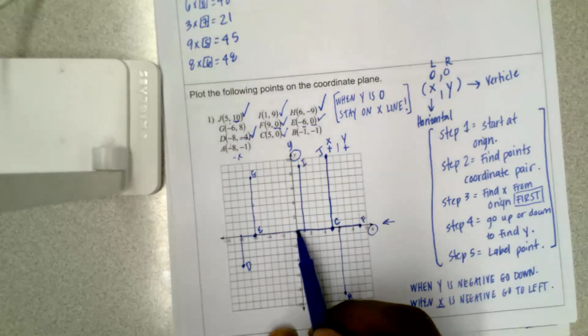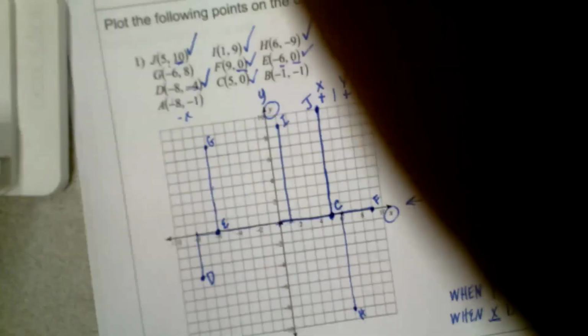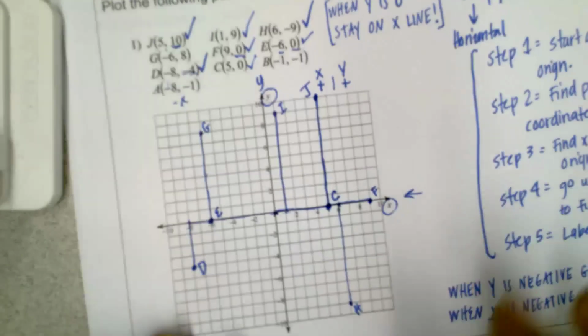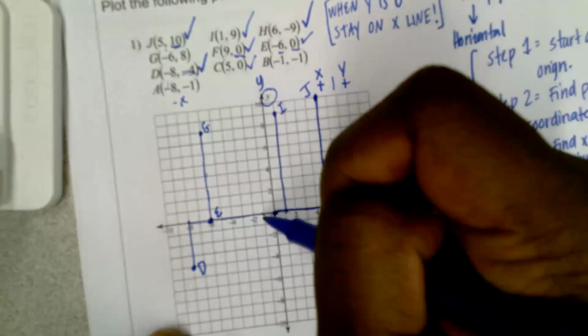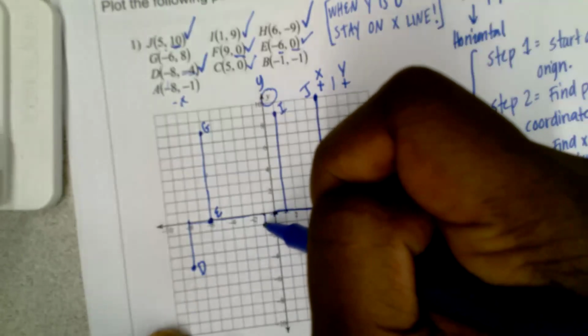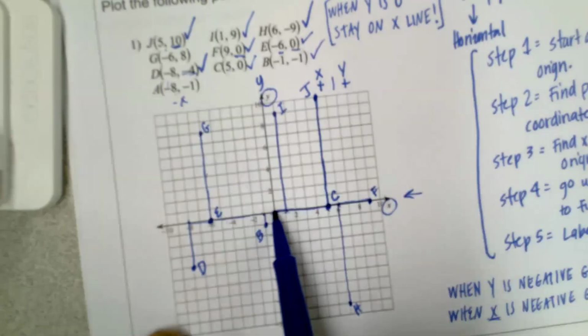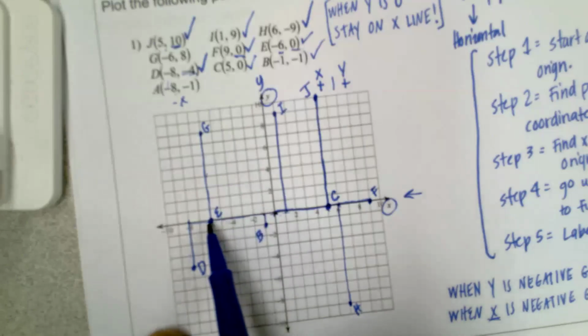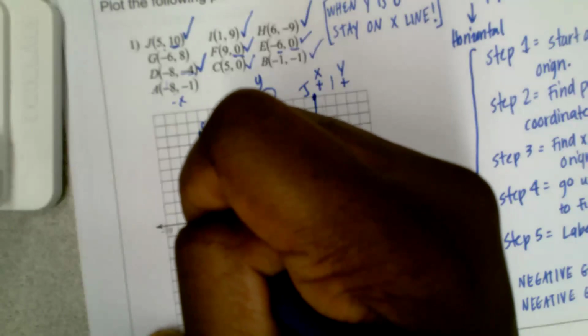B, X is negative 1, so I know it's going between negative 2 and negative 1. I want to like move this down so you can really see what I'm doing. So negative 1 is here. And then Y is negative 1, so I want to go down here. And I want to label it B. And A, negative 8. So I'm gonna go to the left. And negative 1, so I'm gonna go down here. And I'm gonna label it A.